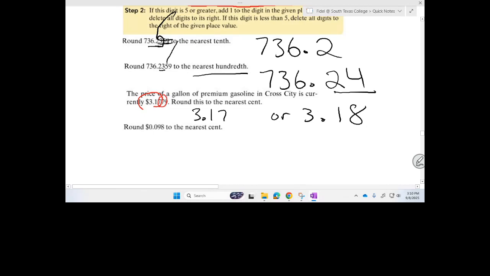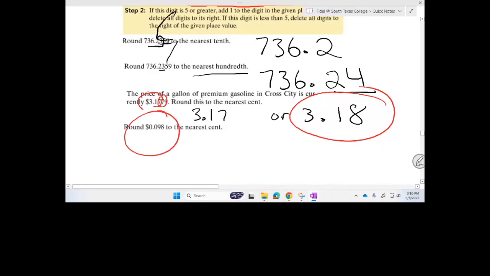So I got to look at the number next to it. The number next to that first 7 is another 7. That means I need to bring it up, right? So what's my number going to be? $3.18, right? What we're really asking ourselves is, is that number closer to $3.17 or is it closer to $3.18? Okay.